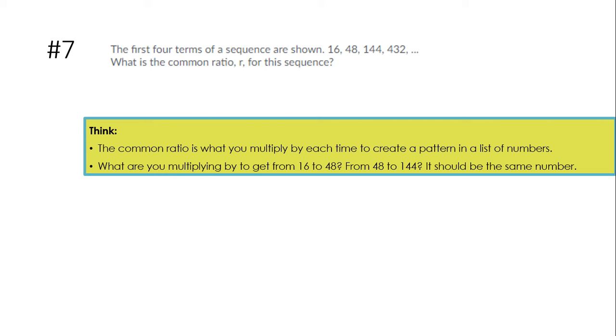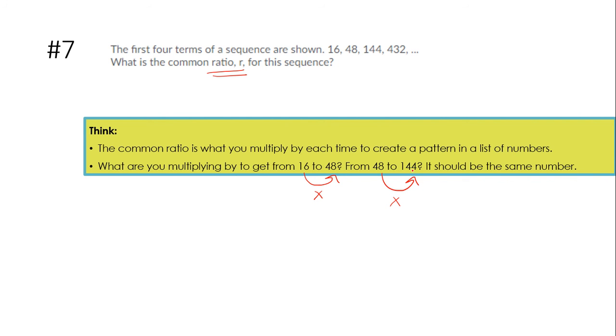Number 7 says that the first 4 terms of a sequence are shown. I've got 16, 48, 144, and 432. I want to know what the common ratio is for the sequence. So here's some things to think about. The common ratio is what you multiply by each time to create a pattern in a list of numbers. So think, what are you multiplying by to get from 16 to 48? What are you multiplying by to get from 48 to 144?